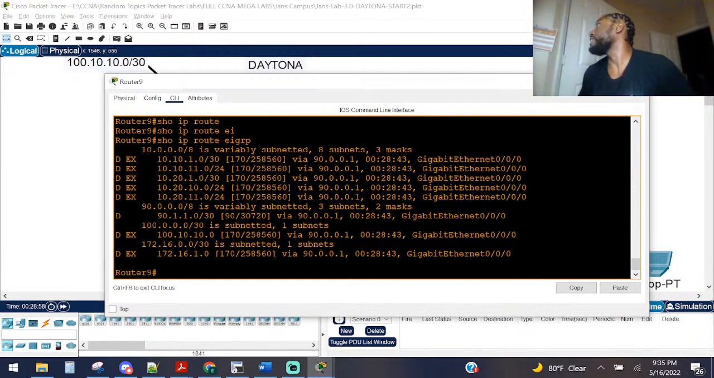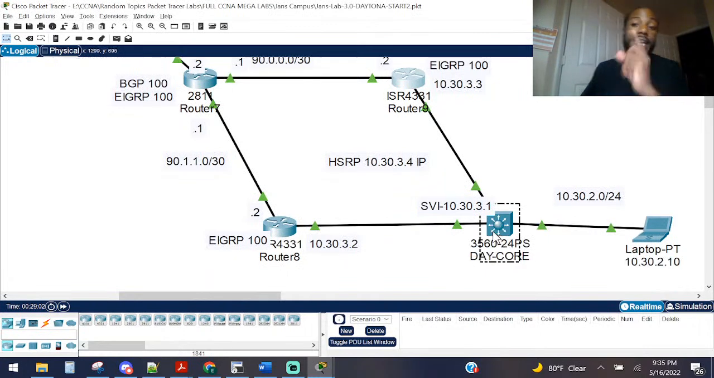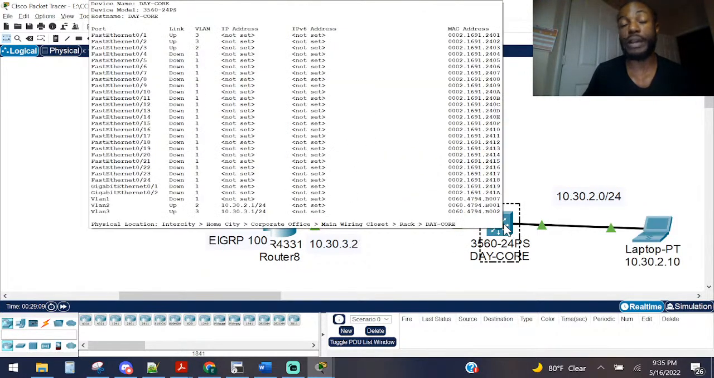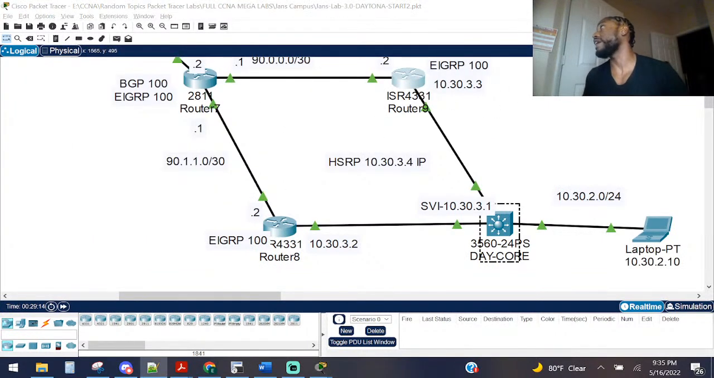He said day core needs EIGRP or a static route. Let's see. Day core, he did not say to put it in EIGRP. He only said to put these 3 routers in EIGRP. We could theoretically put EIGRP on there, and yes, definitely he will be able to share that route. But let me see if we're missing anything on these tasks here. I'm going to look at the last stream and see if we're missing anything. We created an SVI, create mutual redistribution between EIGRP and BGP, which I believe we did. Configure EIGRP 100 between routers 7, 8, and 9, which we did.